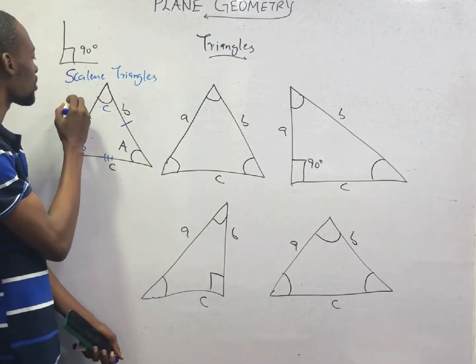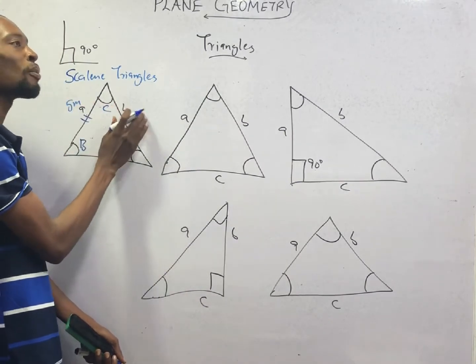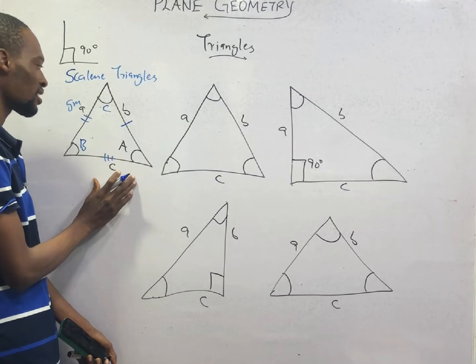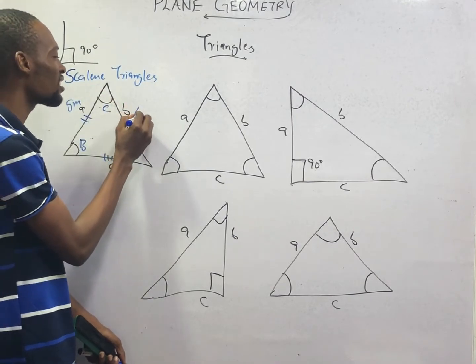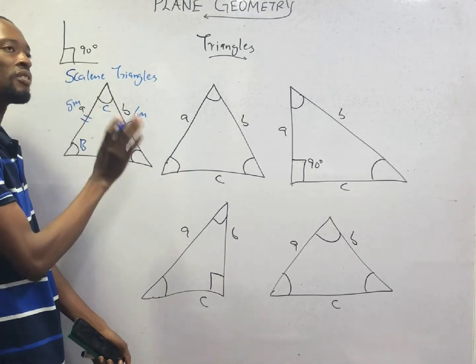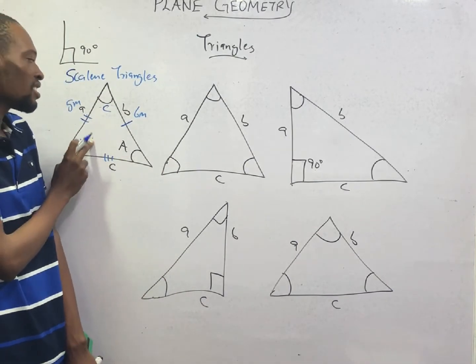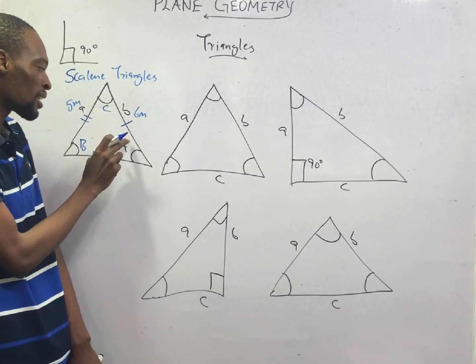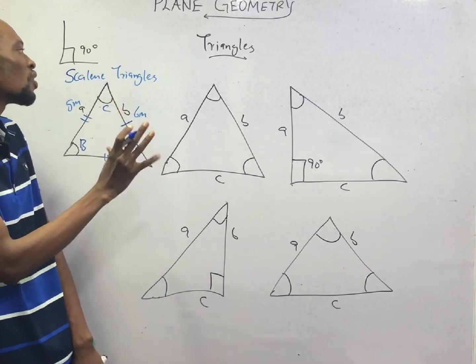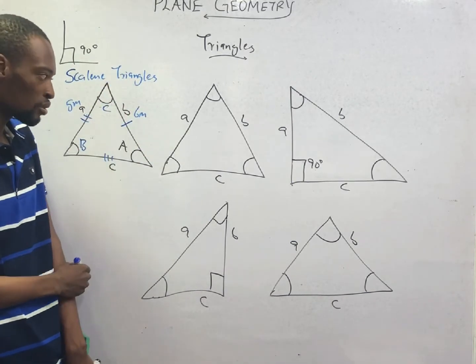It means if here is 5 meters, here cannot be 5 meters, and here cannot be 5 meters. If here is 5 meters and here is 6 meters, here cannot be either 5 or 6 meters. Then if this angle is 60 degrees, this one cannot be 60 degrees, and this one cannot be 60 degrees. Everything must be different. These are scalene triangles.